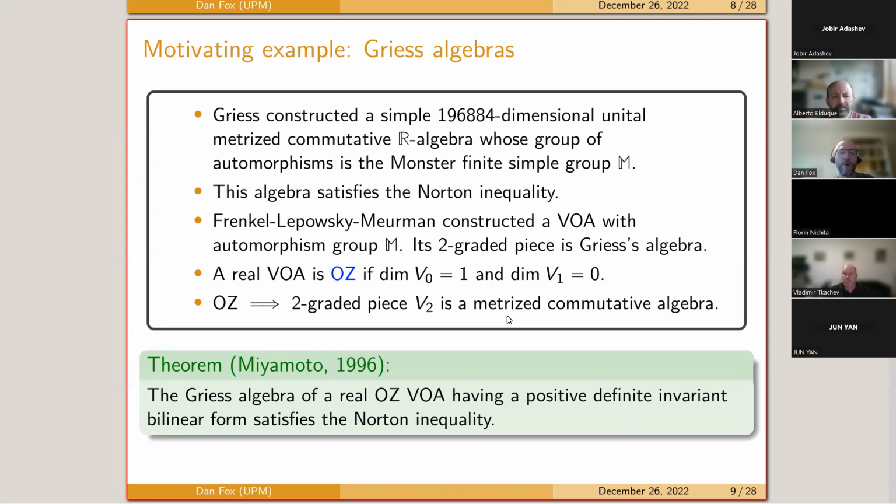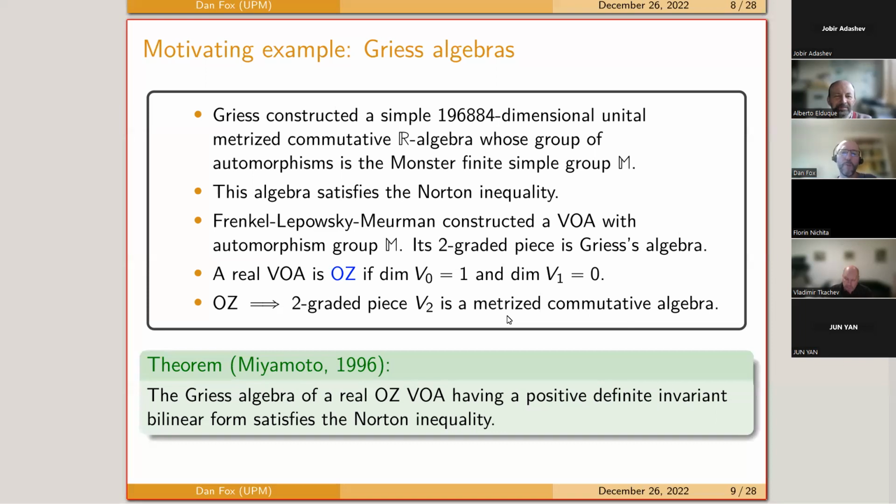Later, Frenkel, Lepowsky, and Meurman constructed a vertex operator algebra, where VOA abbreviates vertex operator algebra, whose automorphism group was the monster finite simple group. And its two-graded piece is Griess's original algebra. So here, if you've never seen vertex operator algebras before, or you don't know much about them, it's impossible to understand anything about them in 3 minutes or even in 3 hours. And so I've not made definitions or really tried to say anything. And if you already know what these things are, you're familiar with these examples. So it's a little bit of a tough example to give in that sense.